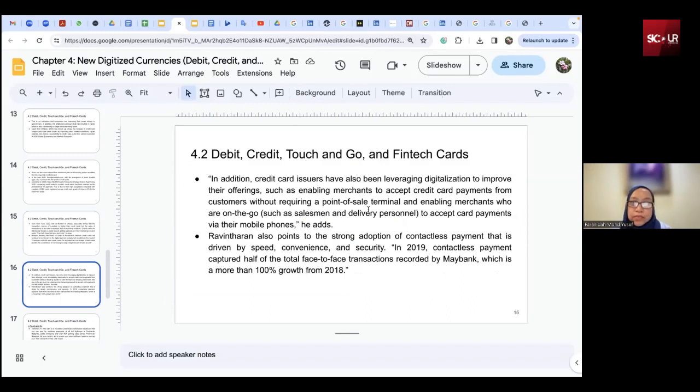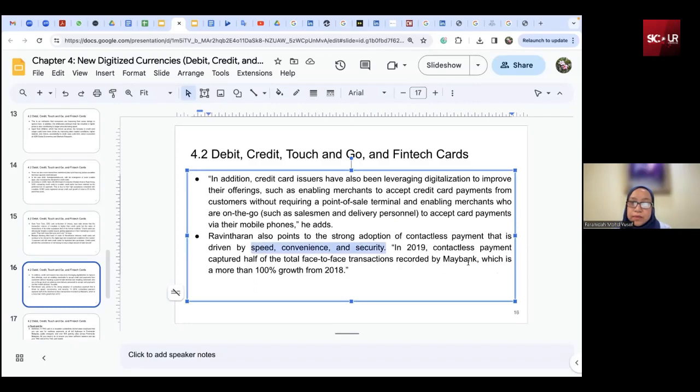So in addition, credit card users also have been leveraging the digitalization to improve their offering. Dia kata, I think baca je lah ni. Ravinathan also pointed to the strong adoption of contactless payment that is driven by speed, convenience and security. Orang lebih suka credit card sebab dia security lah kan. This reason sebab yelah credit card dah established. So in 2019, contactless payment captured half of the total face-to-face transaction recorded by Maybank, which is more than 100% growth in 2018.